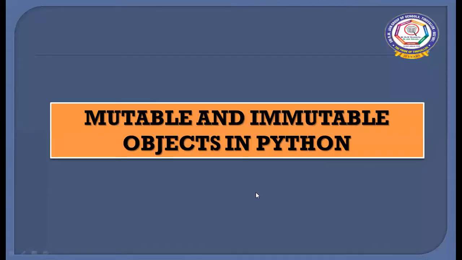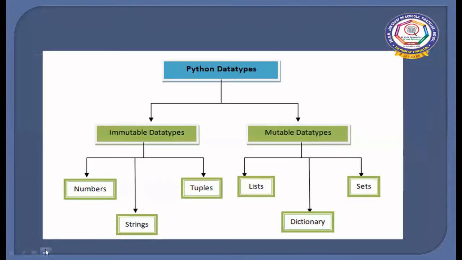Mutable and immutable objects in Python. We are categorizing the data types into two things. One is immutable types, the other one is mutable types. Under immutable types, we have numbers, strings, and tuples. In mutable types, we have list, dictionary, and sets.